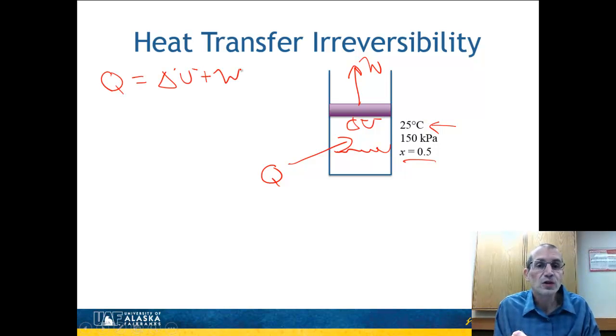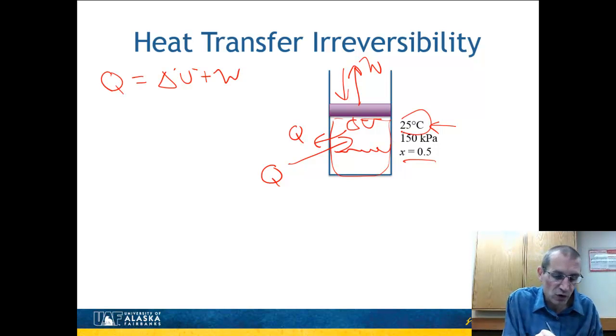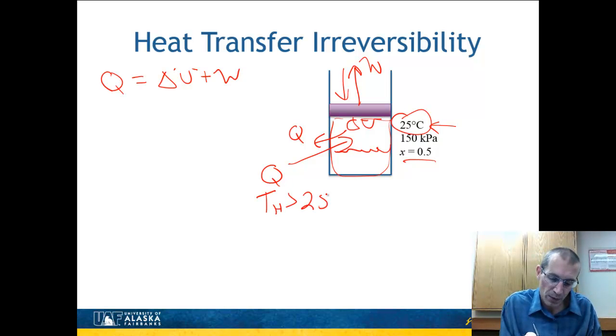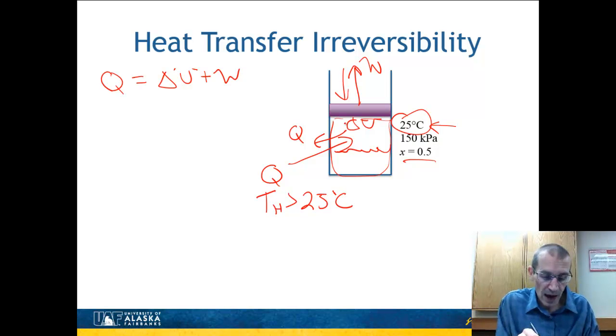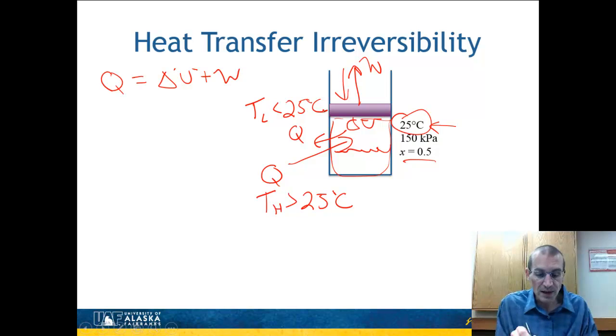plus W. And there's nothing to say that if I was to compress this back, I could not get my heat back out. And that would be reversible inside this system. However, if this is at 25, in order to put the energy in, this would have to come from TH, which is greater than 25 degrees Celsius. However, to get the energy out, this would have to be TL, which is going to be less than 25 degrees Celsius. And so we see that this is actually irreversible. The energy transfer by heat is an irreversible process. So anytime you have heat transfer through a finite temperature difference, that will be irreversible.